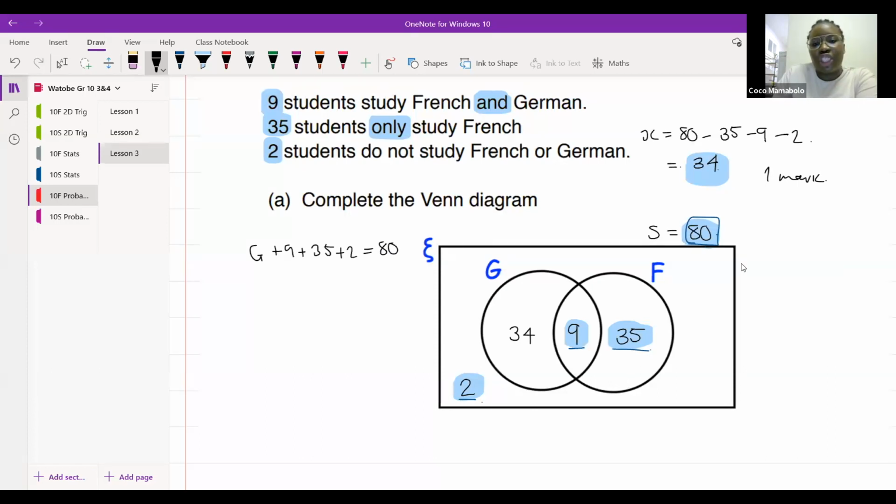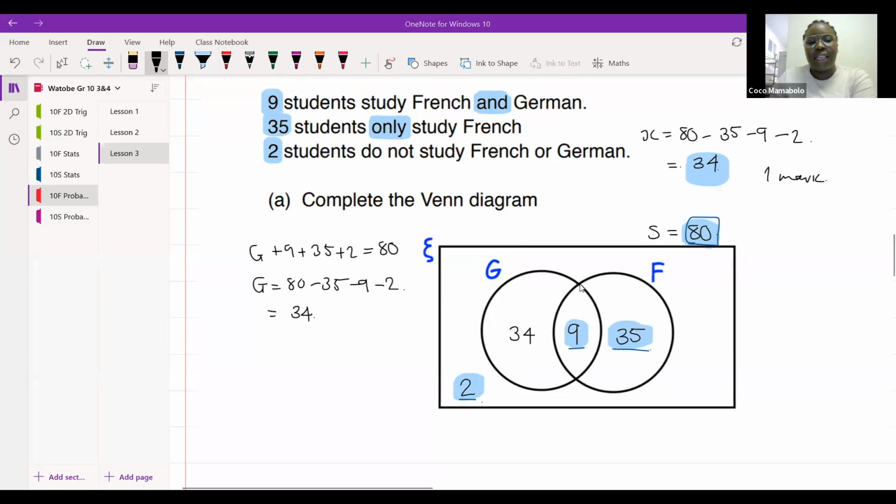So to find G, we can just take everything over. G is equal to 80 minus 35 minus 9 minus 2. And that's going to give us 34. So we know that 34 students study German only. Okay, Mita, give me a thumbs up if that makes sense to you in the chat.